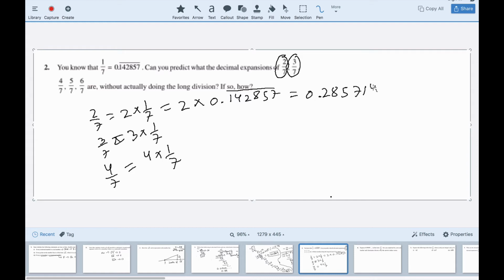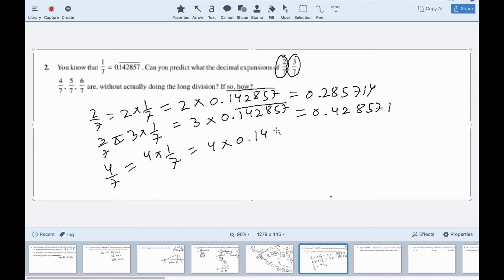and the answer will come 0.285714. Similarly, I can do 3 into 0.142857. Put a bar here. The answer will be 0.428571, and similarly I can do this, so on. So this is a relatively easy question, and this will give me 0.571428. Rest of the parts you can do on your own.